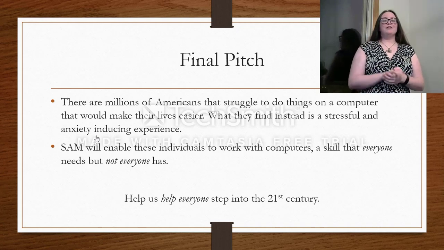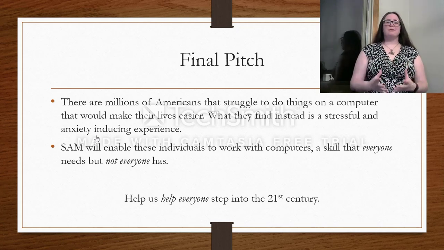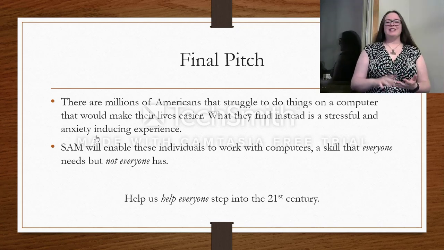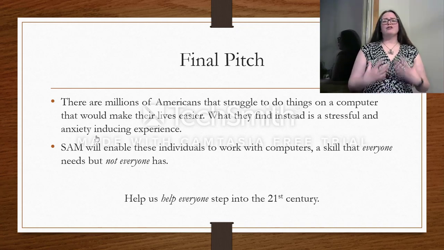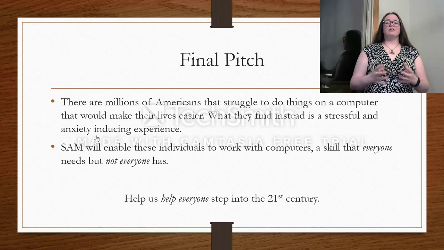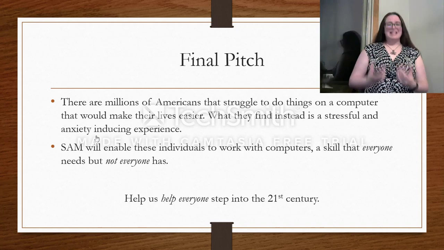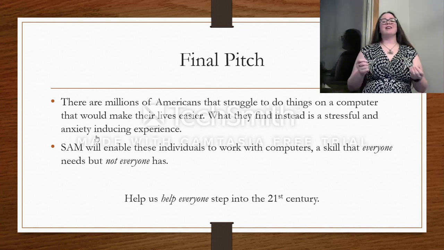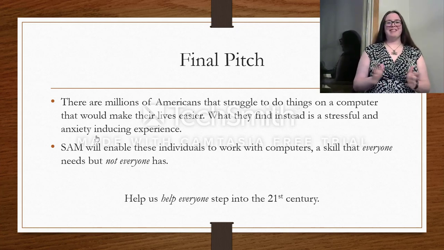Finally, computers are there to make our lives so much easier and convenient, but for some people, instead of making it easy and convenient, it turns into a stressful and frustrating affair. But SAM is going to be able to let those individuals use a computer, because that's a skill that everyone needs, but not everyone has. Help us help everyone to step into the 21st century. Thank you so much.